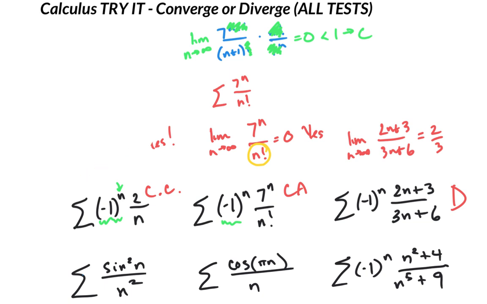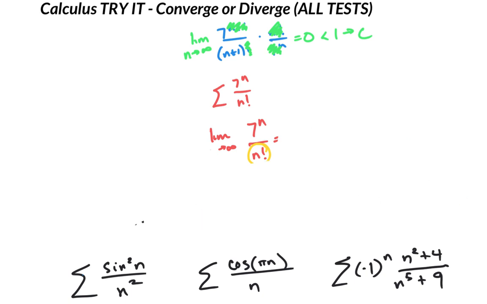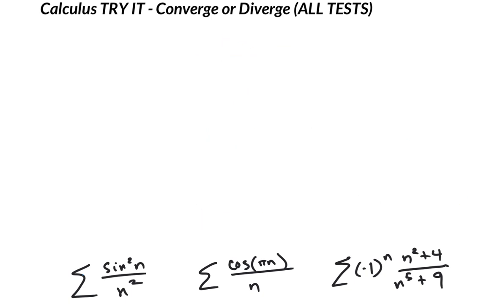Let's get rid of these things so that I can have some room for the last few problems. Let's stick with the alternating. I'll work my way backwards here. This last one, we'll say the limit as n goes to infinity of n squared plus 4 over n to the 5th plus 5. You'll notice the highest powered thing is in the denominator, so the limit's 0. So we know it converges.